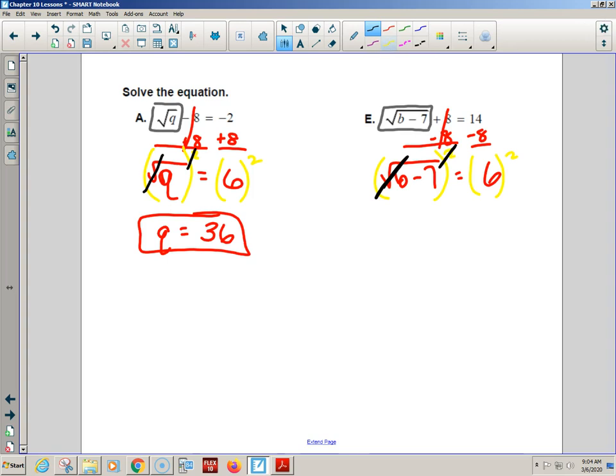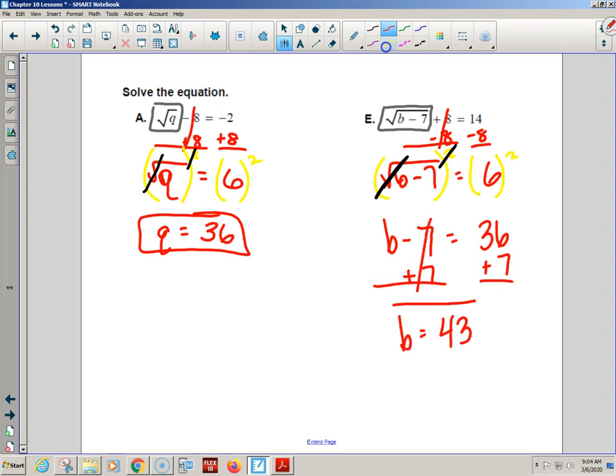What's left after you square that square root? B minus 7. And don't I just need to go ahead and add 7 to both sides to finish it off? B is equal to 43.